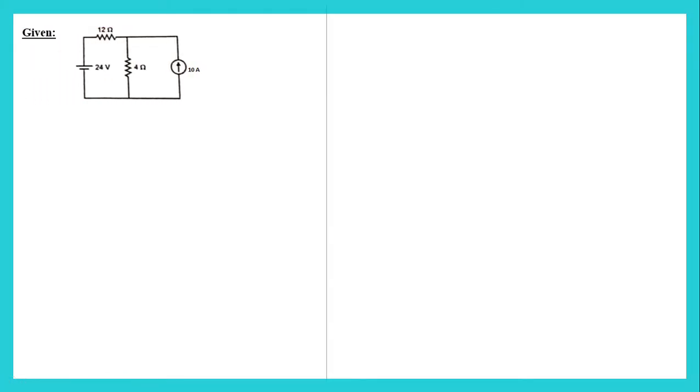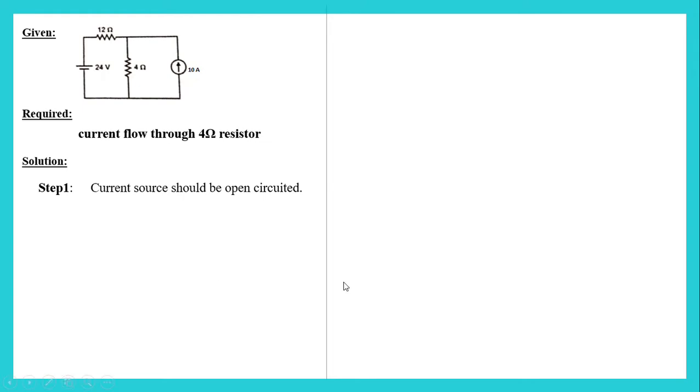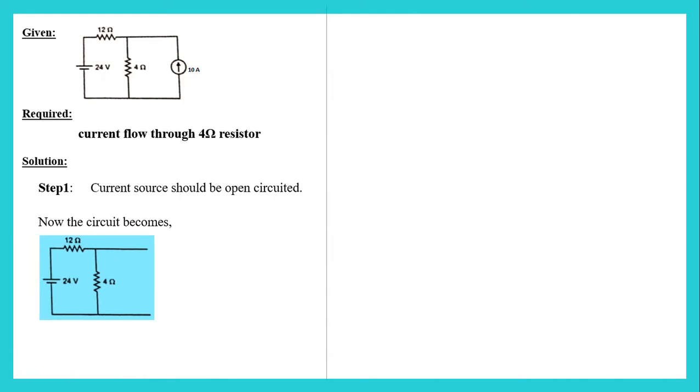Let us draw the given circuit diagram. Then write the required data. The required data is the current flow through 4 ohm resistor. Let us go to the solution. Step 1. The current source should be open circuited. Now the circuit becomes like this.